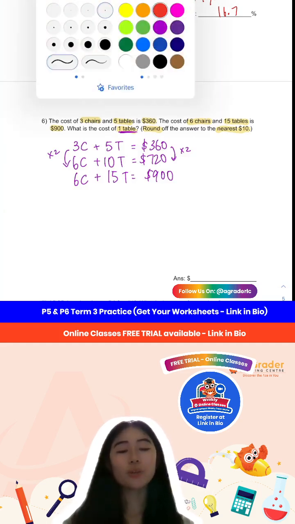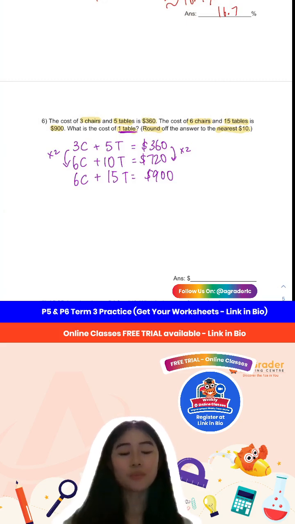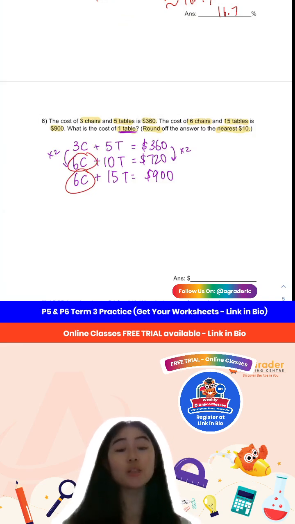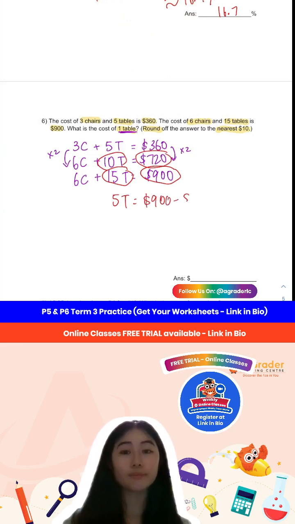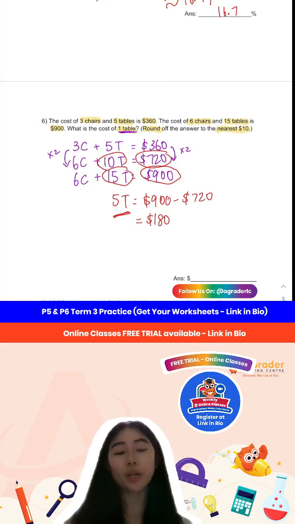So after that, then you can cancel out the chairs. That means that 6 chairs minus 6 chairs, you have no more chairs. And then you're going to take 15 tables minus 10 tables. You get 5 tables. And of course, you're going to minus the numbers as well. So that will be 900 minus 720, which is $180. So if you know what 5 tables is, you can find out 1 table just by dividing by 5.